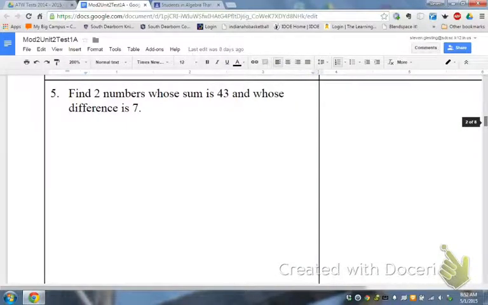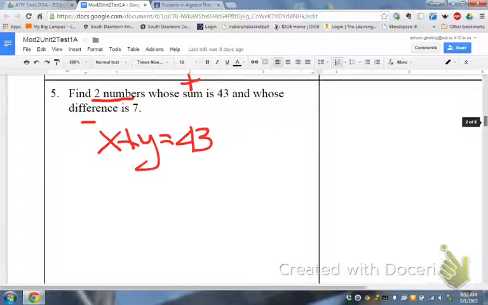Finally, then we get to number 5. Find 2 numbers whose sum is 43 and whose difference is 7. And what you have to know with this is that a sum means add and a difference means subtract. So since we don't know the 2 numbers, we'll go x plus y equals 43. Their sum is 43. x minus y equals 7. Difference is 7. And the nice thing is, with these questions, we already have opposites.